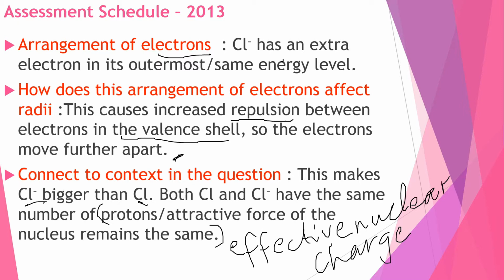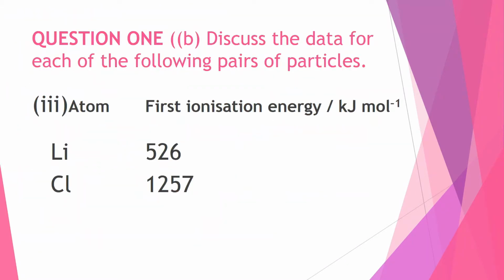So that's question 1b, and that was Roman number 2. Let's look at the last part of that question. The last part of that question is still question 1b. We're still discussing the data for the following pairs, but we're actually on Roman number 3 this time.